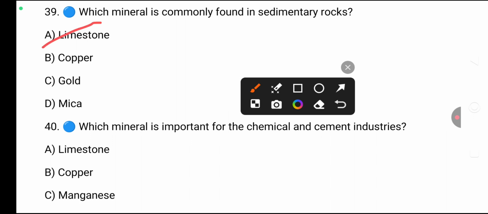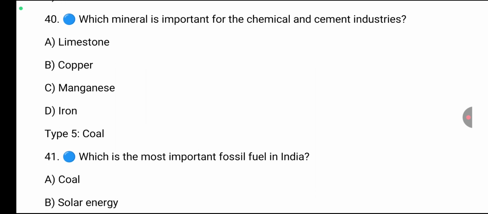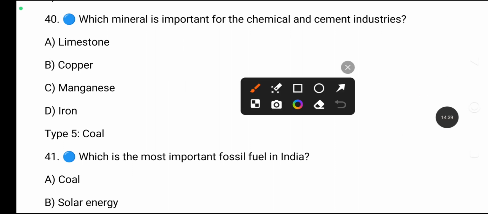Okay. Now moving on to question number 40. Which mineral is important for the chemical and cement industry? Limestone, copper, manganese, iron ore. That is limestone. The answer is A.